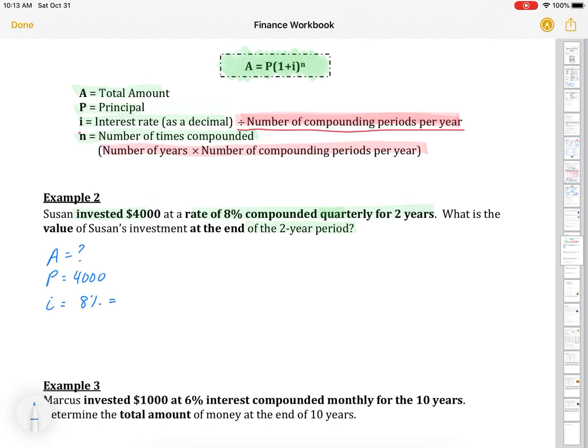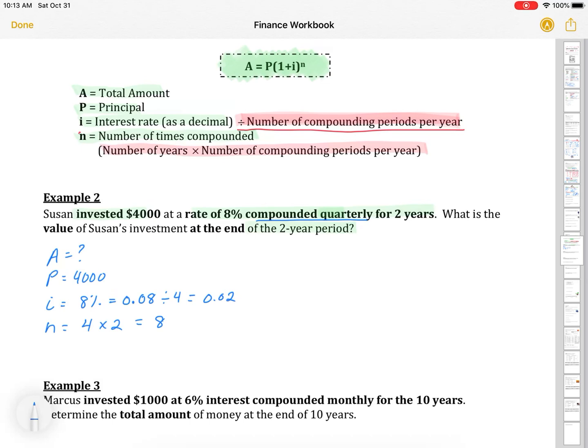Now, first we're going to change it to a decimal, 0.08, and then we're going to compound it quarterly. So that means we divide by 4, because quarterly means 4 times, which is equal to 0.02. And then our n, our time, is the number of times compounded in total. Well, it's 4 times per year, but it's 2 years. So it's 8. So we've got everything we need to know here.